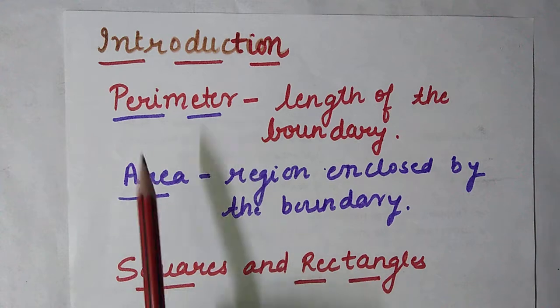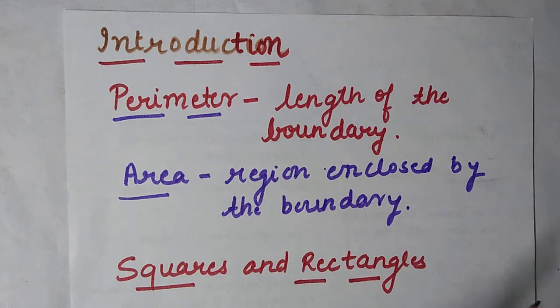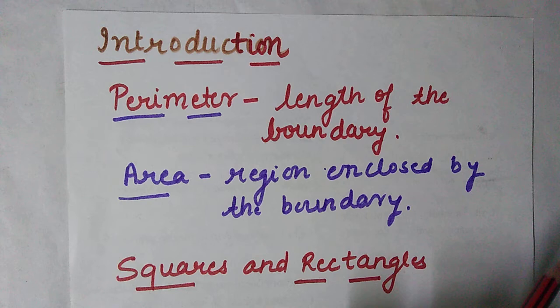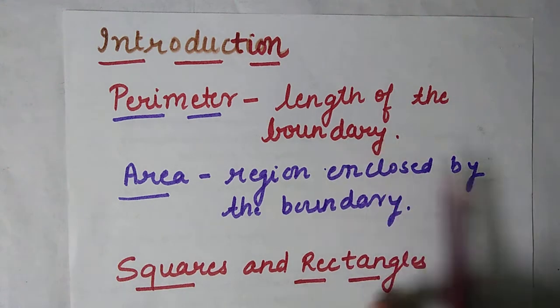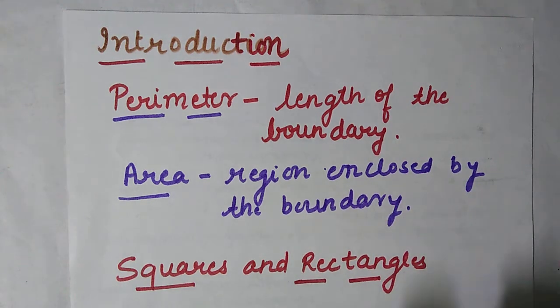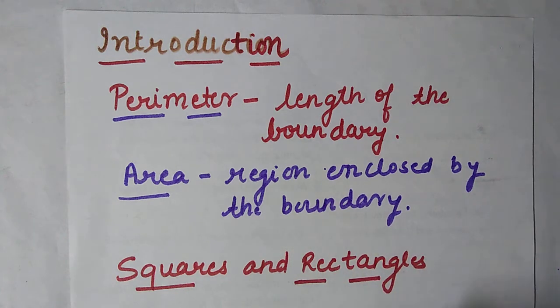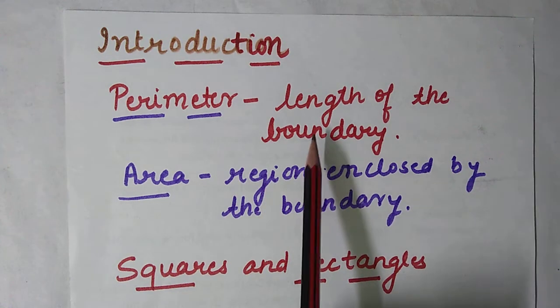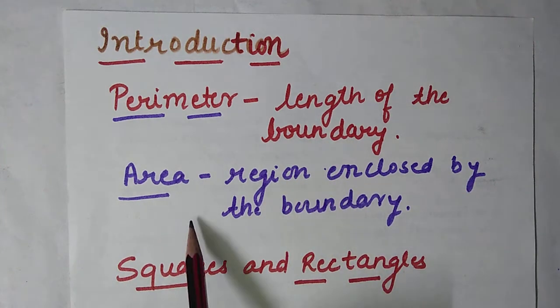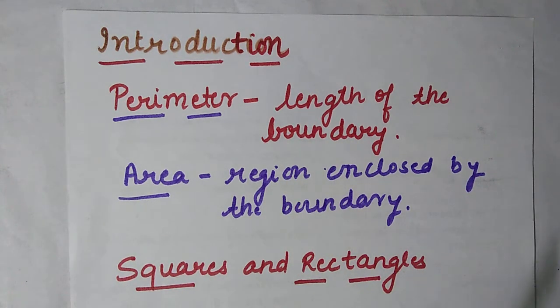So students, in class 6, you have already learned about perimeters of closed plane figures and area of squares and rectangle. So what is perimeter? A perimeter of a closed plane figure is the length of its boundary. Okay? And area is the measure of the part of plane, or you can say region enclosed by its boundary. Okay, perimeter is the length of the boundary and area is the region enclosed by its boundary.